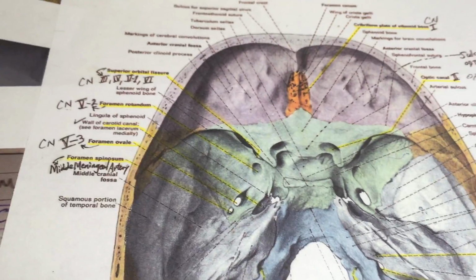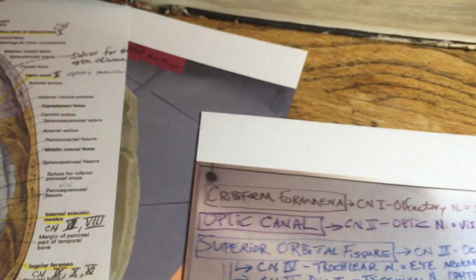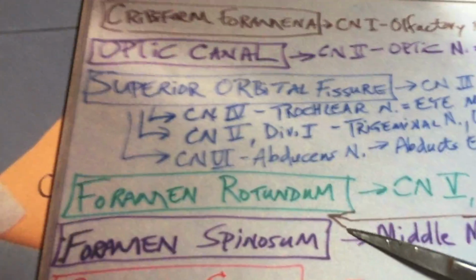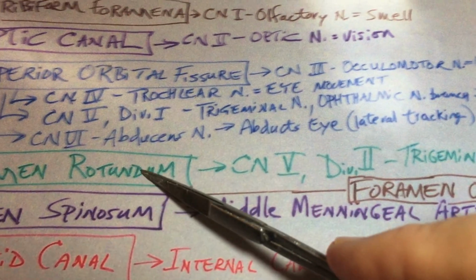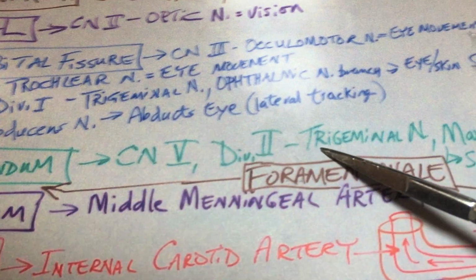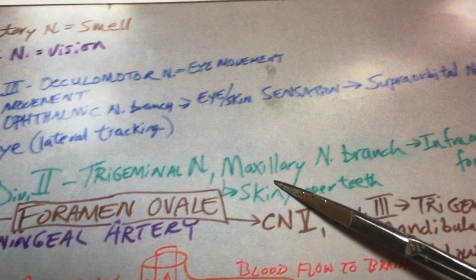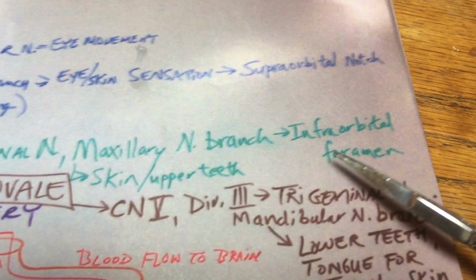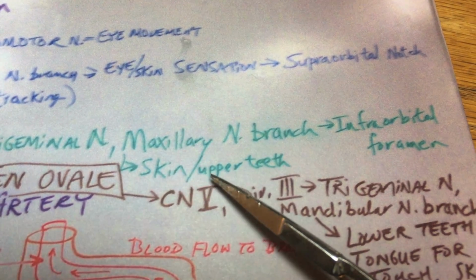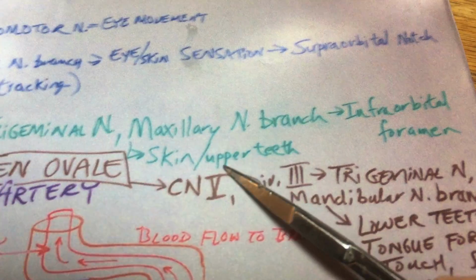And let's take a look here at our little table and pick up what we may have passed over. Foramen rotundum, cranial nerve 5, division 2, trigeminal, maxillary. Okay, it goes through the infraorbital foramen. Okay, skin of the face, upper teeth.